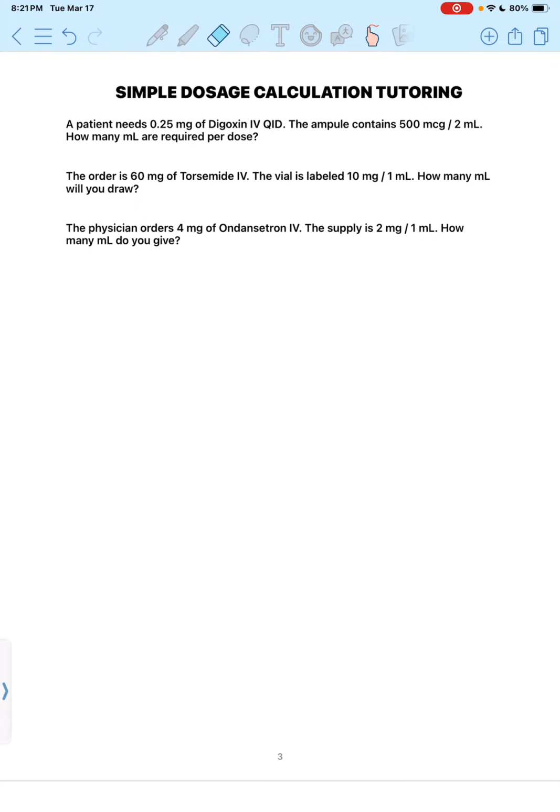So if you've got to look for your dosage, my dear friend, this is how you're going to do it. Your dosage is always what the doctor prescribed, divided by what is available, and then multiplied by the quantity. So O stands for order, A stands for available, Q stands for quantity.